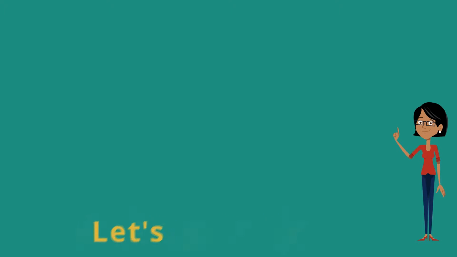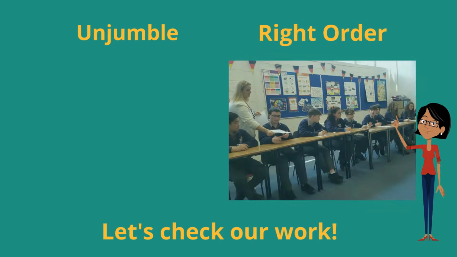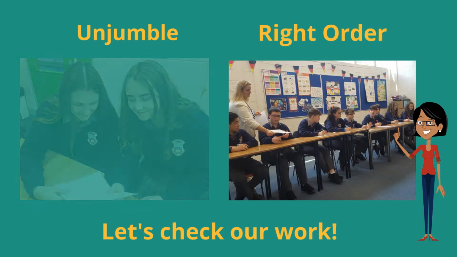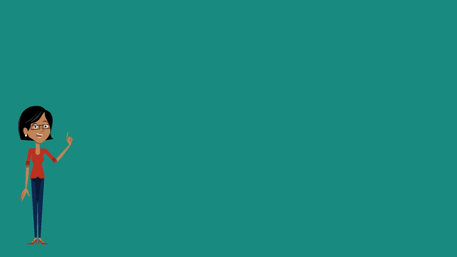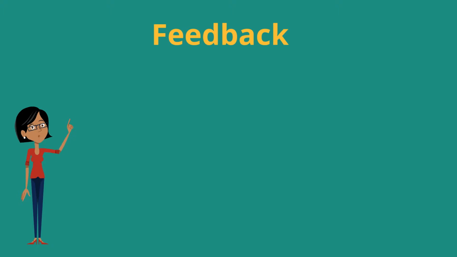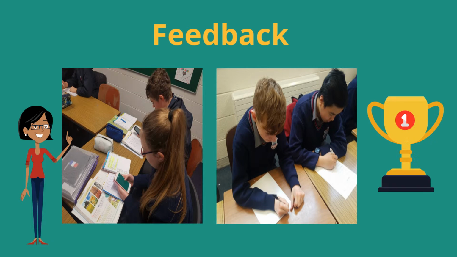Now it's time to check our work. After everyone finishes unjumbling the text and putting it in the right order, the teacher will pass out copies of the text to each pair, and now they can check their work against it, taking care to note the target language structure. This is the stage where the teacher will give feedback to the students and gives them the opportunity to reflect on their own work and each other's work. At this point, the teacher will identify the winners and reward them for their successes.